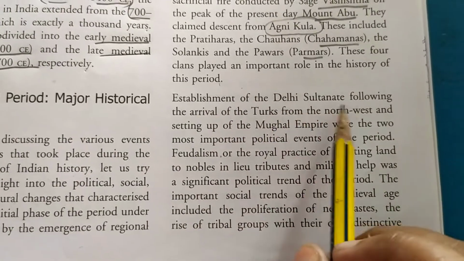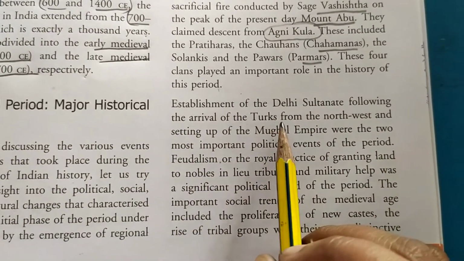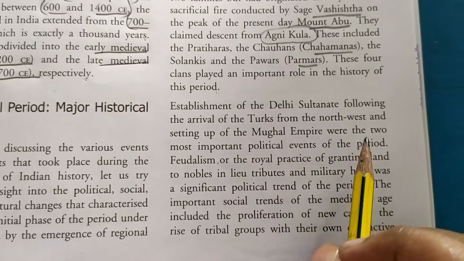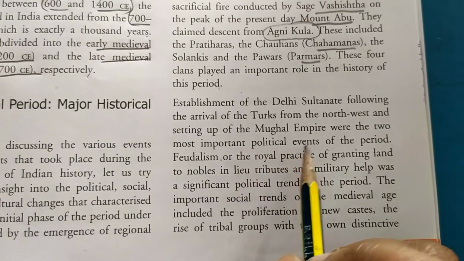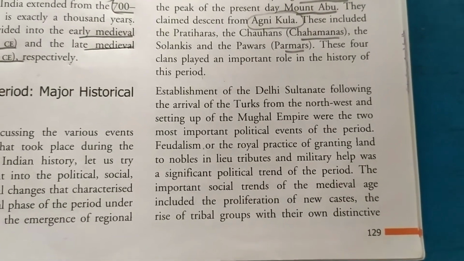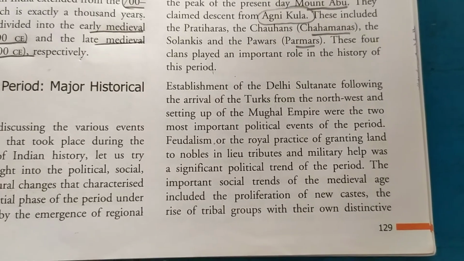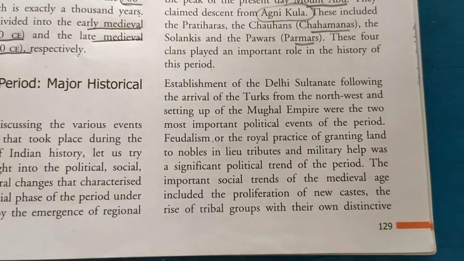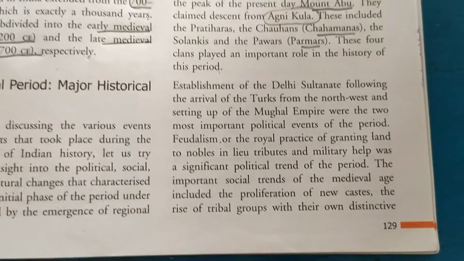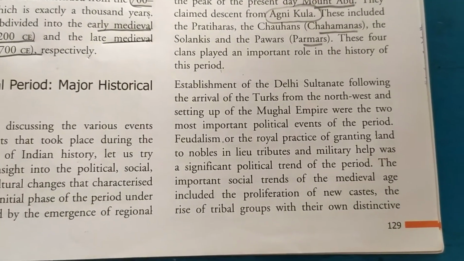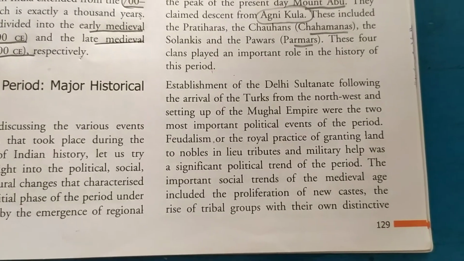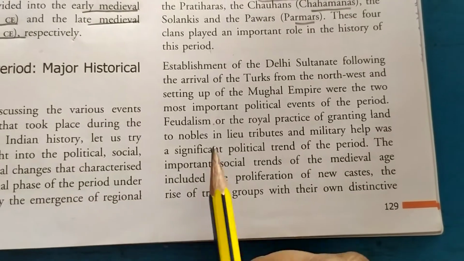Establishment of the Delhi Sultanate following the arrival of the Turks from the northwest and setting up of the Mughal Empire were the two most important political events of the period. So the Delhi Sultanate was established after the Turks captured the area in the northwest region, and then the Mughal Empire was set up, and these two were the most important political events of the medieval period.